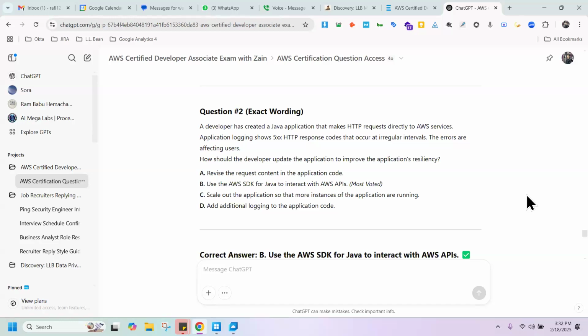Let me see. So basically, the question is how we can improve our application resiliency. Application resiliency means we should improve our website so that if this type of error comes, we can handle it efficiently, right? In which our application is not going to be down. In that case, the application can handle this type of error on its own, right? So what is the best suitable service you can use for it? The first option is revise the request content in application code, use the AWS code, right? So just go down and now discuss the answers.